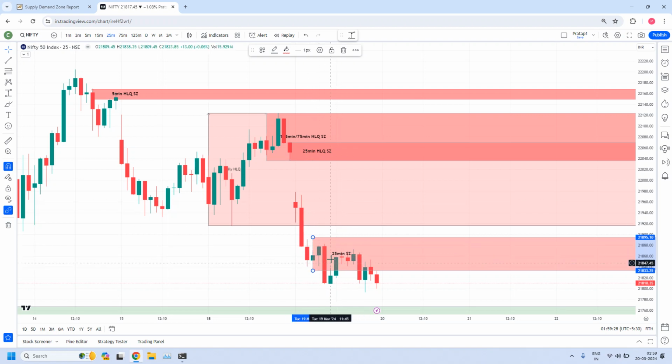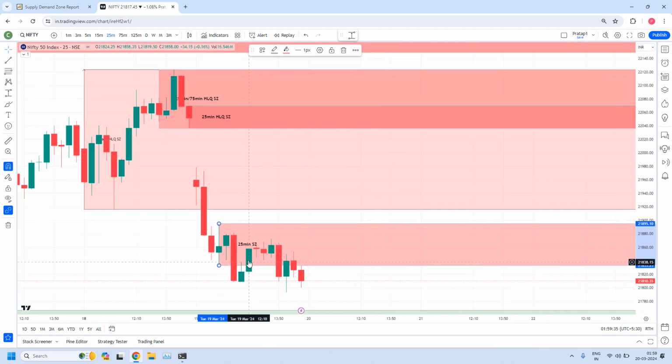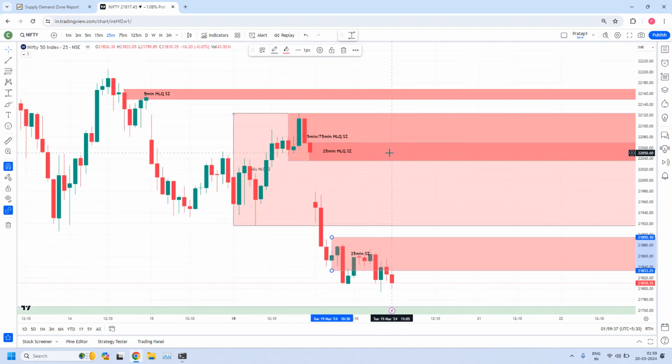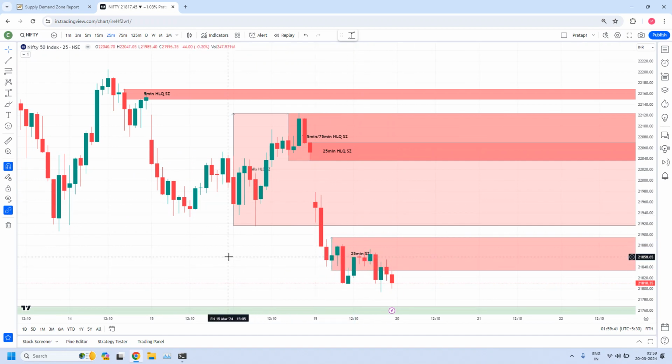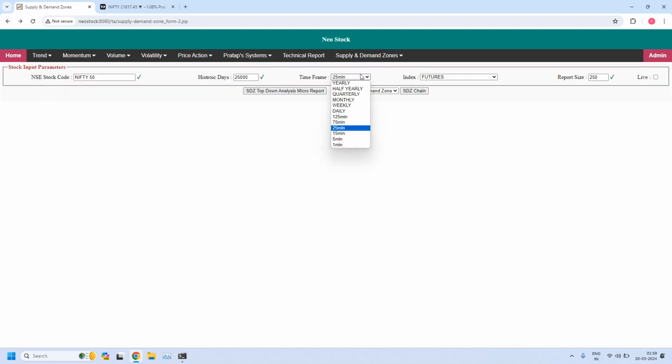Time being, let us draw, because it is holding the prices. Let us see. Not only holding, again a new zone is created, rally, base, drop. Maybe this is clear in 15 minutes. Okay, now let's go back to the next time frame, 15 minutes. Let us generate the chain.